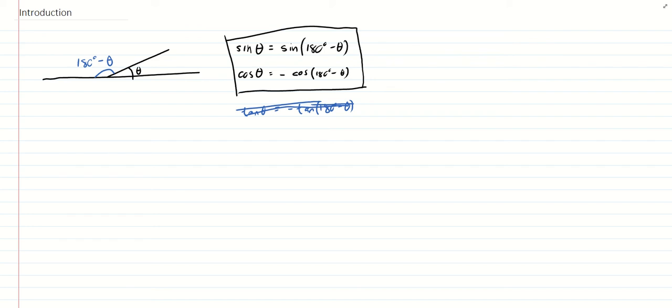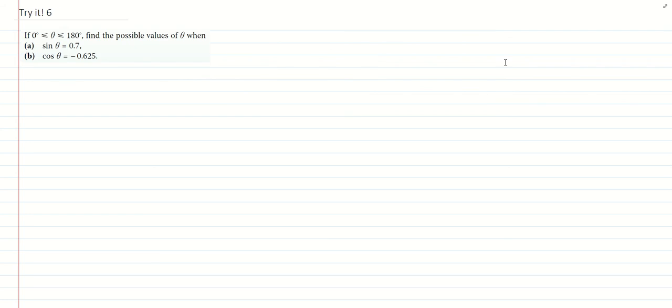All right. So our objective for today is to see how we can apply this concept to questions and examples. So we'll be looking at Try 6 and Try 7 today. Let's take a look at Try 6 first. Now in Try 6, we have: if the angle is between 0 to 180 degrees, find the possible values of theta when sine theta equals 0.7 and cosine theta equals negative 0.625.